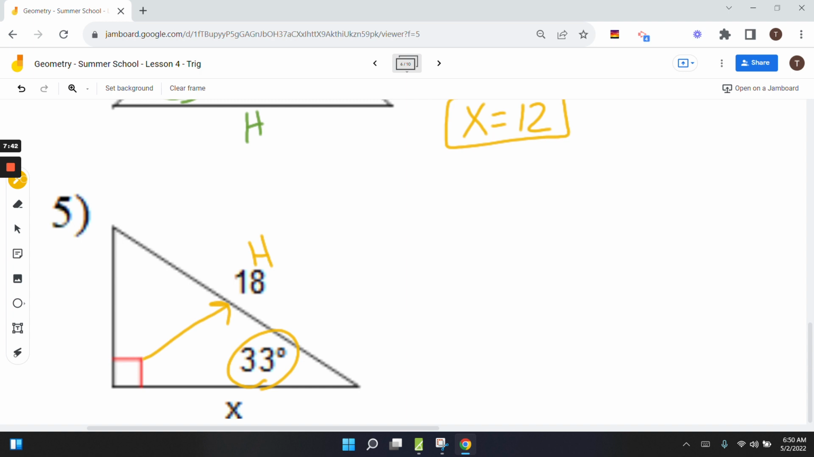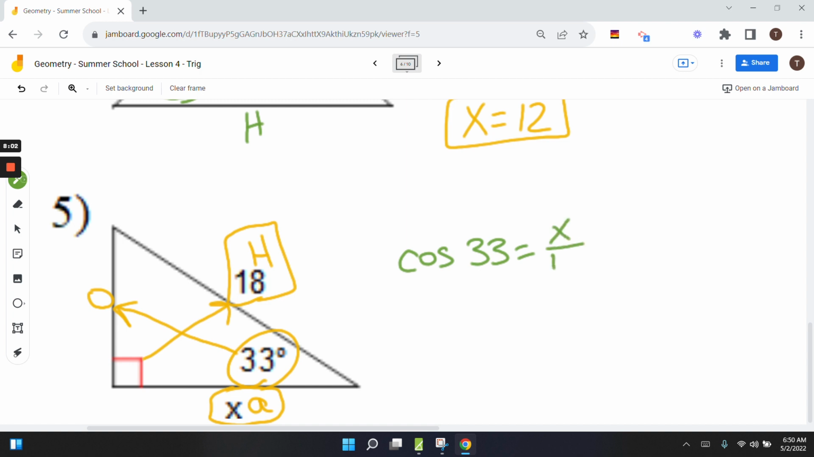So into my calculator, I type in cosine of 33. I get 0.839. Remember, 3 decimals at this point. So that equals x over 18. So I put that over 1 and I cross multiply. It is a little bit easier because the x is on the top, but it's not always going to be on the top. Then I do 0.839 times 18, and I get 15.1. So that's kind of solving for a missing side.